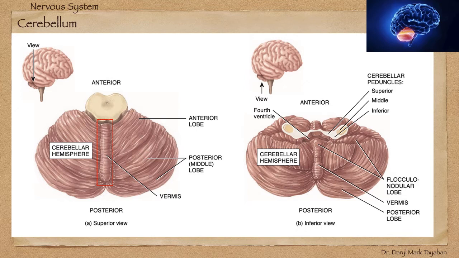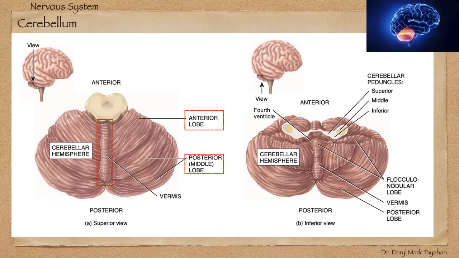The cerebellar hemisphere is, I don't know if I placed a mark. No, I didn't place a mark. The cerebellar hemisphere is the wings, and each hemisphere consists of lobes separated by fissures. Okay, that's the anterior lobe, and then the posterior lobe.